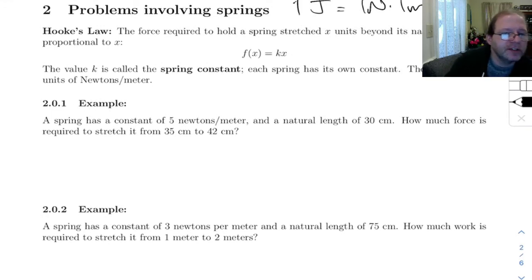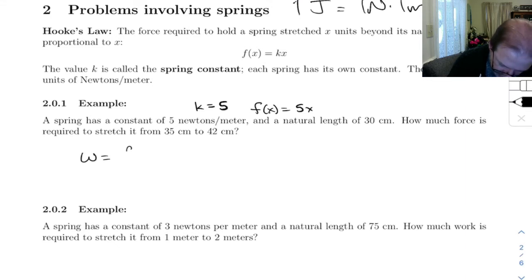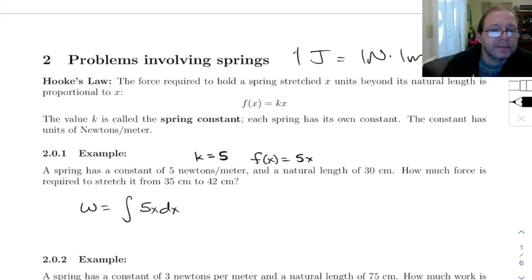The spring has a constant of 5 newtons per meter. So that tells us right there, k is 5. And so f of x is 5x. So that's the function that we're going to integrate. The work done here is the integral of 5x dx, and we've got to put our endpoints on there.